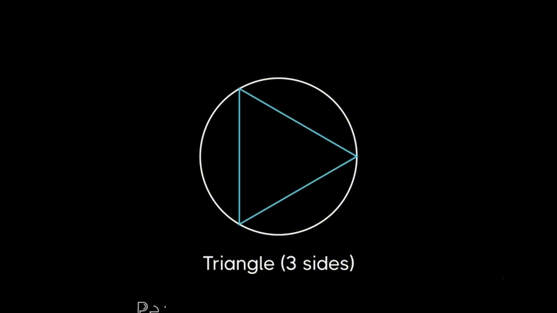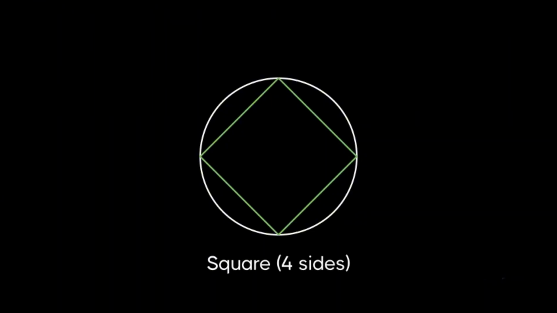To find the perimeter of this triangle, we can use a general formula for any regular polygon inscribed in a circle. The formula is the number of sides times 2 times the radius times the sine of pi divided by the number of sides. This accounts for the length of each side of the polygon. Let's plug in our values. For our triangle, we have 3 sides and a radius of 2 units. So our perimeter calculation becomes 3 times 2 times 2 times the sine of pi divided by 3.